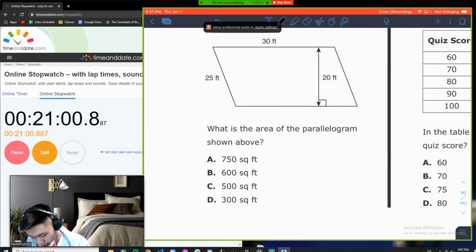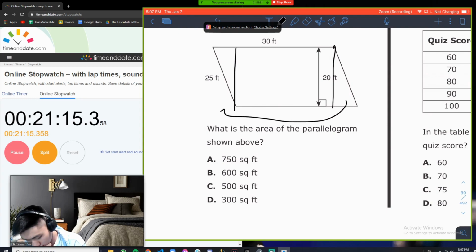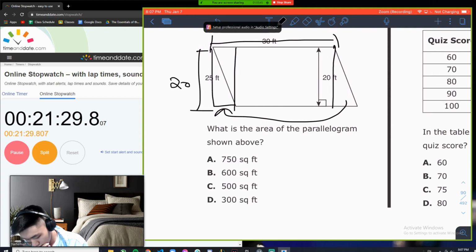Area of the parallelogram shown above. Well, if you know how parallelograms work, right? It's like this, and then you can basically move this here to make it a rectangle, right? So it's just 30 by 20 basically. 30 by 20. And that's 600.